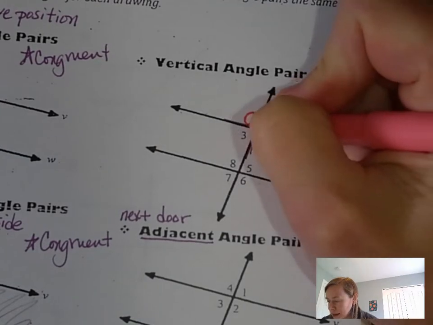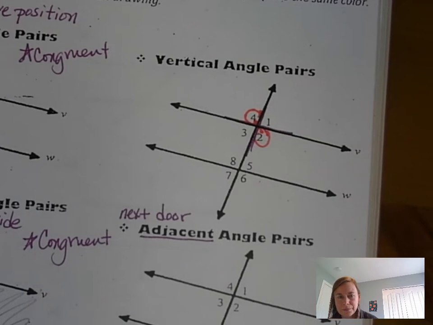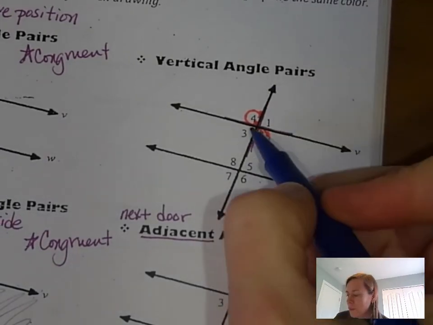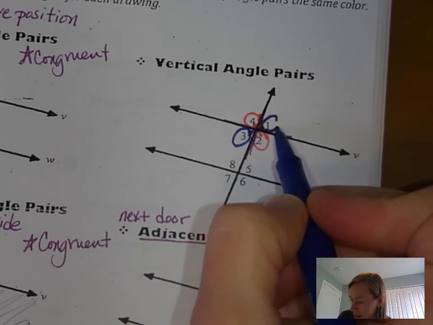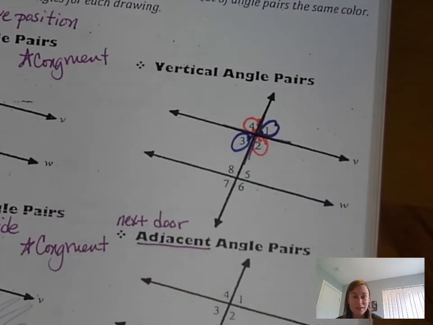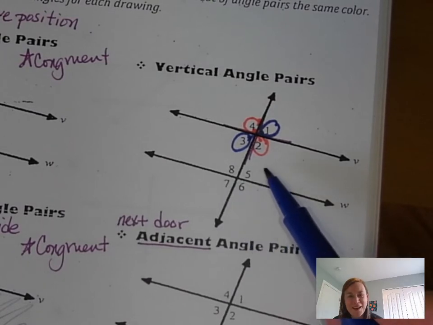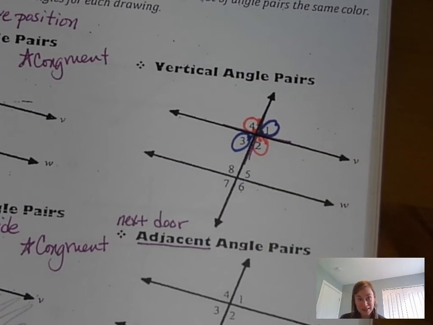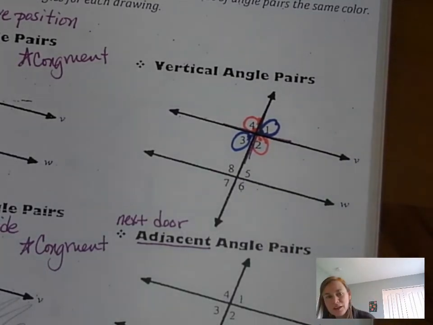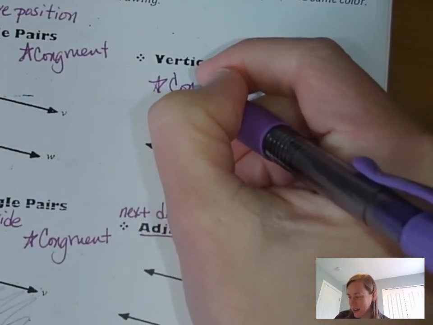So what is the vertical angle with 4? You just kind of jump straight across. It's going to be the 2. And what would the vertical angle be with the 3 here? You just jump straight across, and that will be a 1. What about a vertical angle with the 7? It'd be 5, right? Good. And then the vertical angle that matches with 8 is going to be 6. Okay, let's go to... Oh, wait, I almost forgot. These are also congruent, so let's write that down. Congruent.